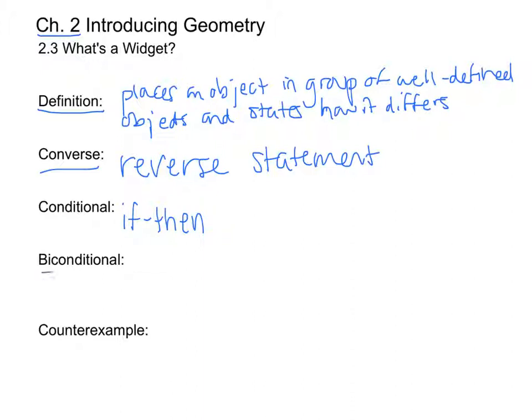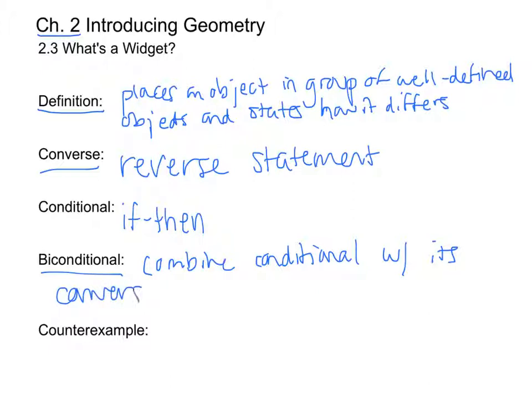So the biconditional is that you can combine a conditional statement with its converse, and that's also called an if and only if statement. And for example, you could say a polygon is a pentagon if and only if it has 5 sides. Or another example, 2 points are collinear if and only if they are on the same line.